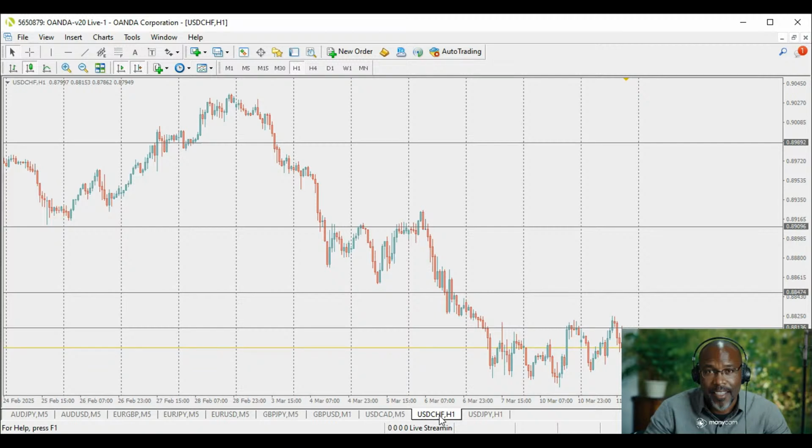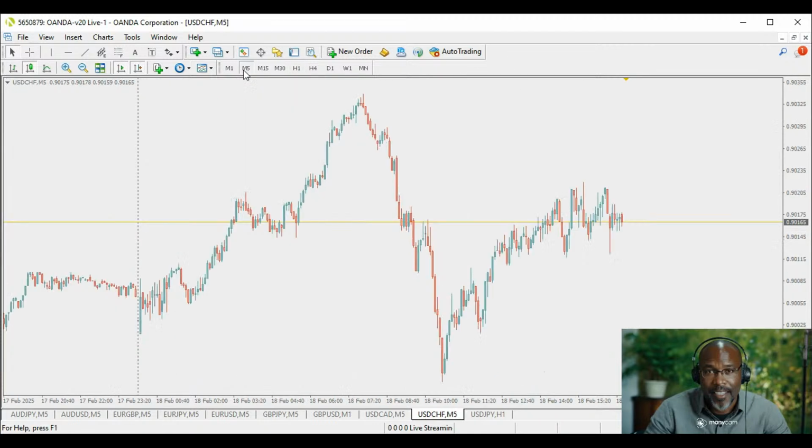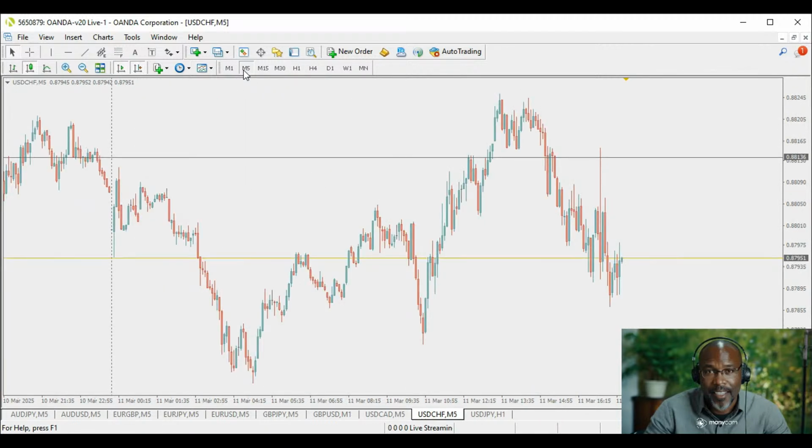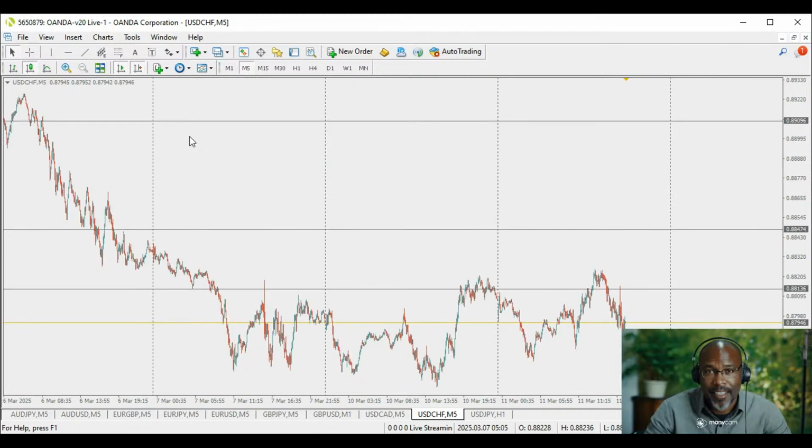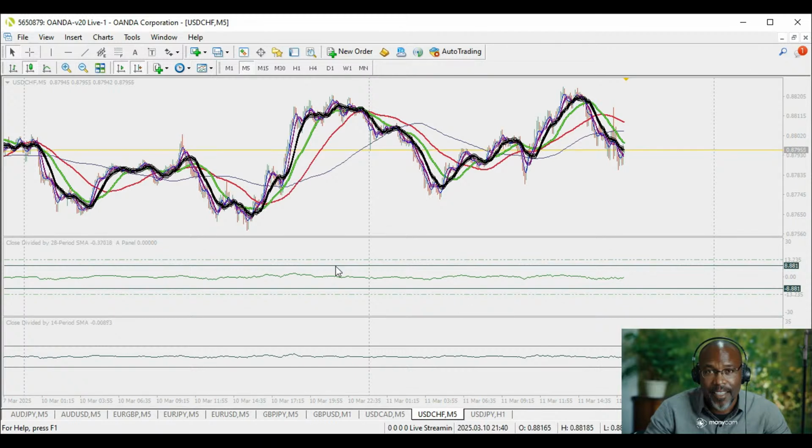The immediate trend here, US dollar chief, is bearish. 2 hour trend is neutral to slightly bearish. Correction, neutral to slightly bullish. The hourly trend is bearish. The pair is at support. So I'm not going to do anything right now. I don't want this.